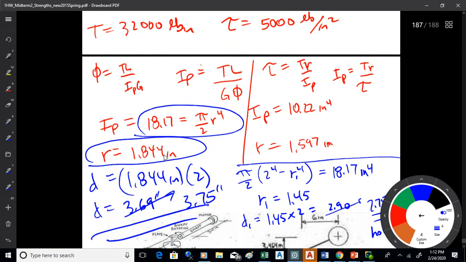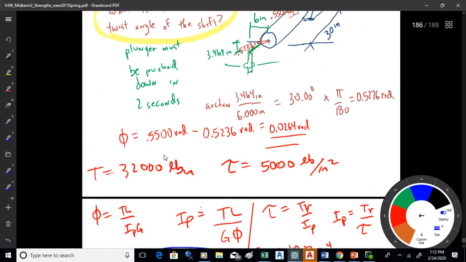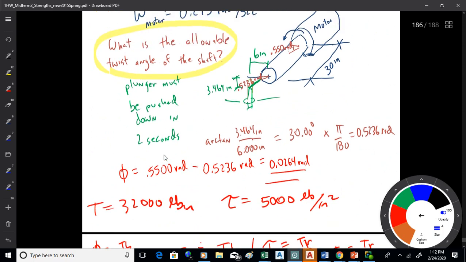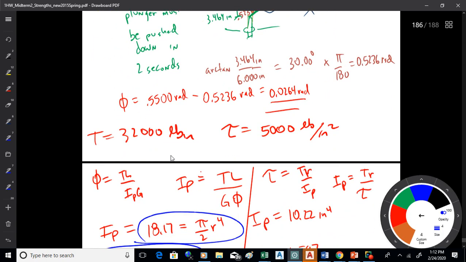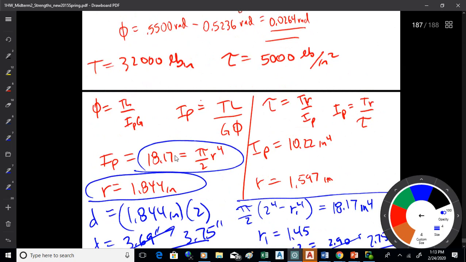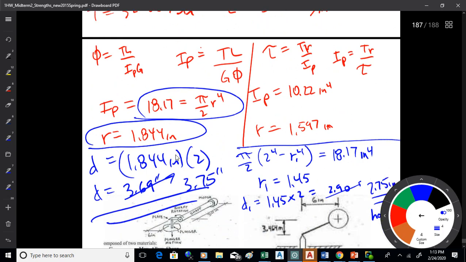So you just had to kind of work your way into what that angle of twist was. It's the difference between how far the rear end of the shaft by the motor turns versus how far the front end of the shaft can turn if it's going to depress that plunger sufficiently. So you take the difference. That gets you phi. You're given the shear. We did the derivation on the torsion. Then you can put the numbers together, work through, and pick the bigger of the two radii. It's kind of what you want to do there.